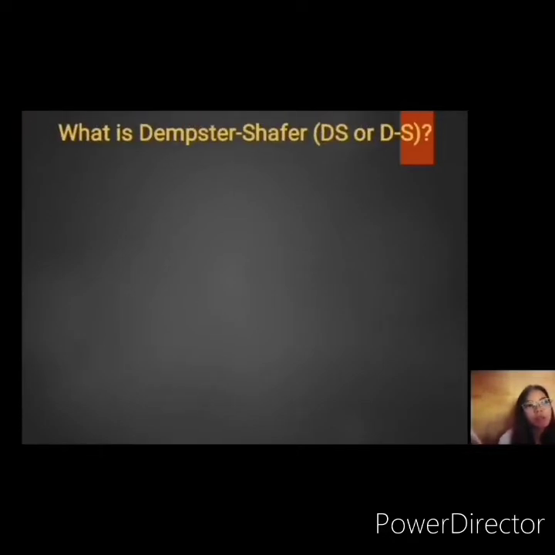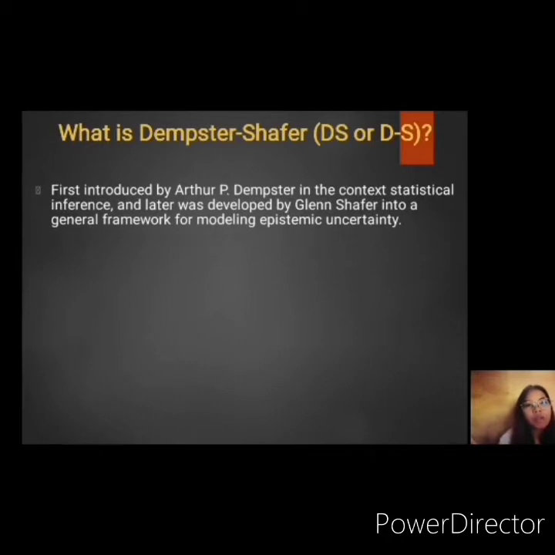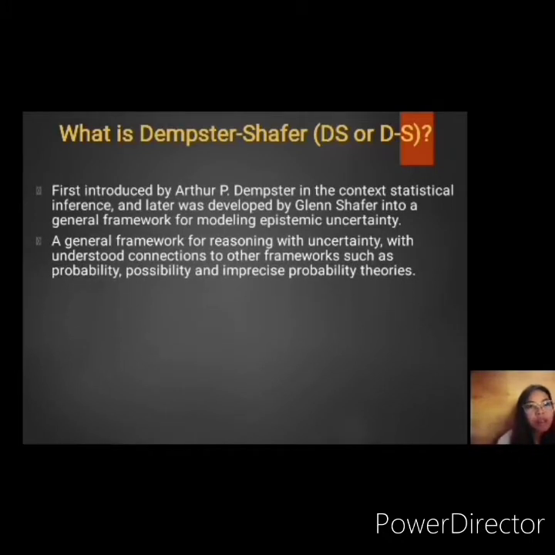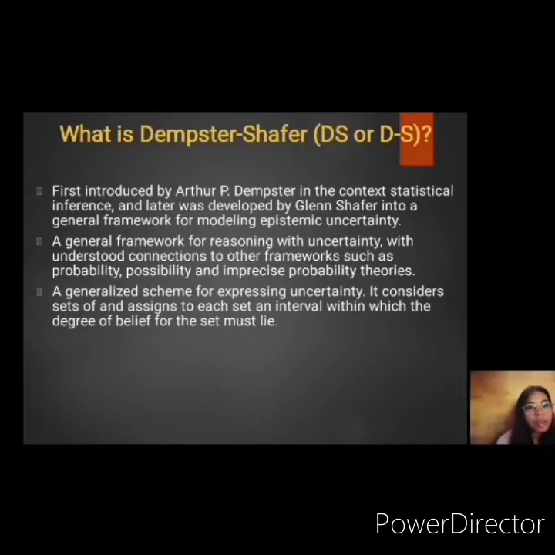So, what is Dempster-Shafer? It was first introduced by Arthur P. Dempster in the context of statistical inference, and later was developed by Glenn Shafer into a general framework for modeling epistemic uncertainty, and a general framework for reasoning with uncertainty, with understood connections to other frameworks such as probability, possibility, and imprecise probability theories. Then, a generalized scheme for expressing uncertainty.